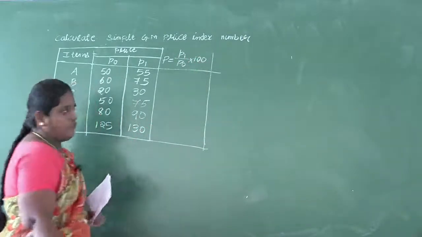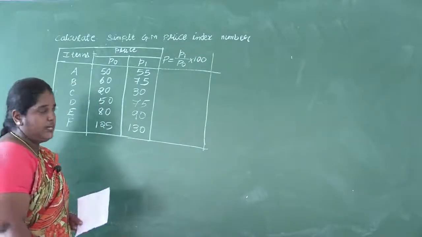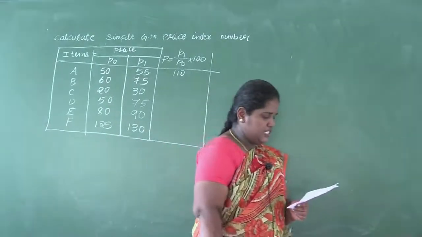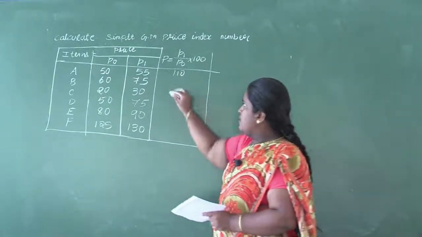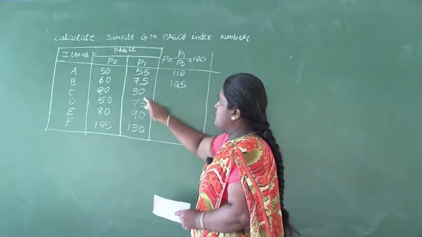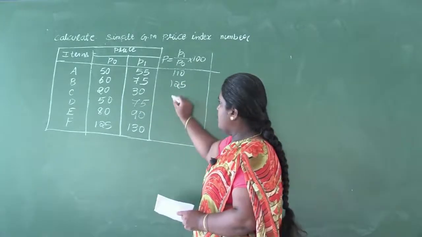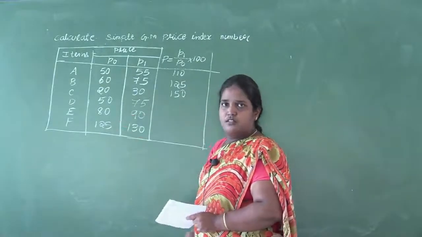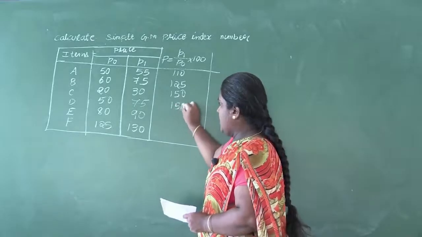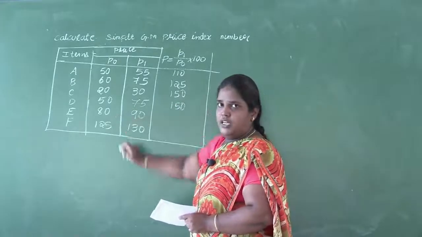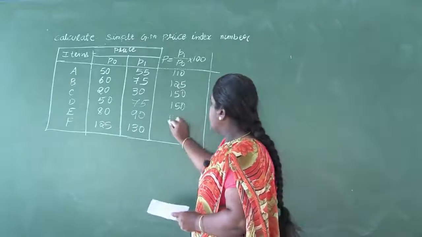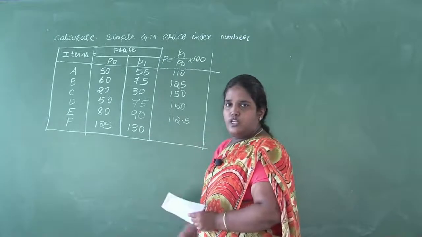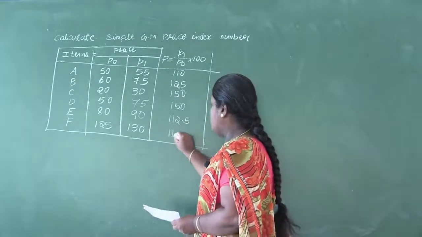So the first value 55 divided by 50 into 100, which is 110. 75 divided by 60 into 100, 125. 30 divided by 20 into 100, 150. 75 divided by 50 into 100, 150. 90 divided by 80 into 100, 112.5. 130 divided by 125 into 100, 104.